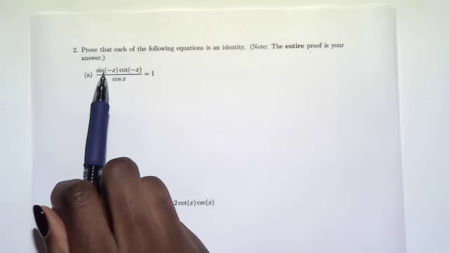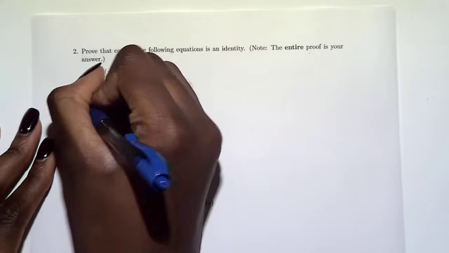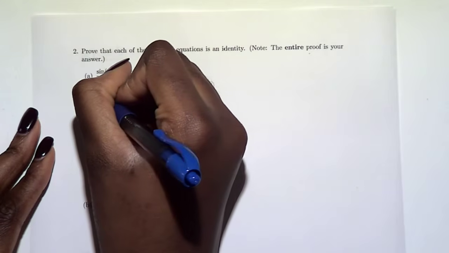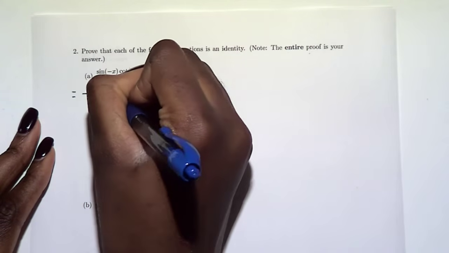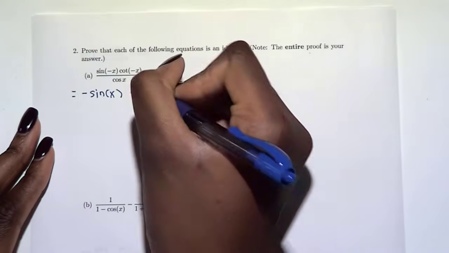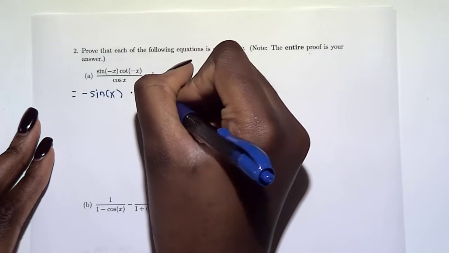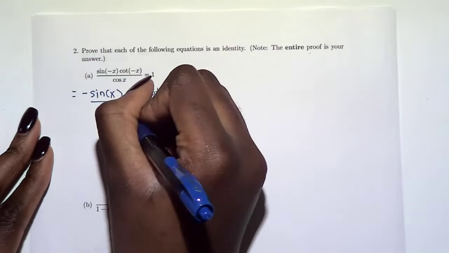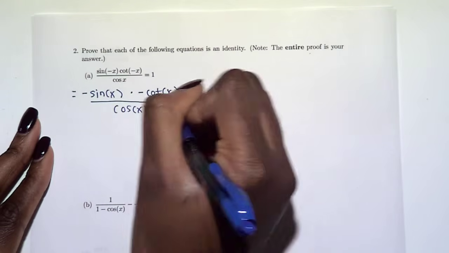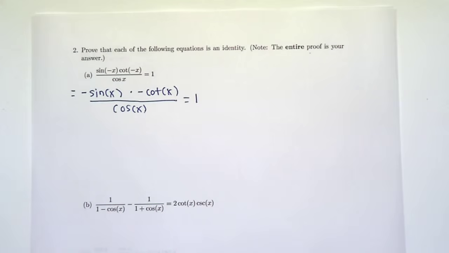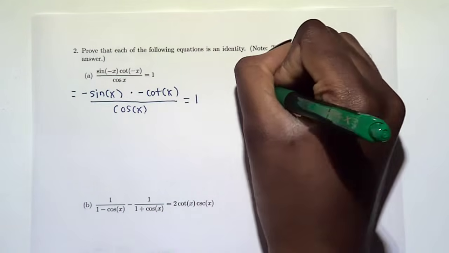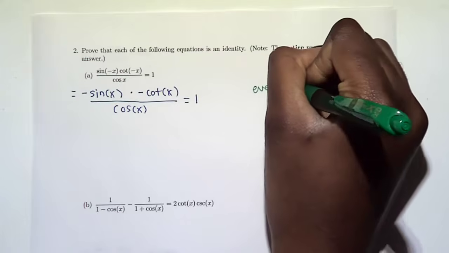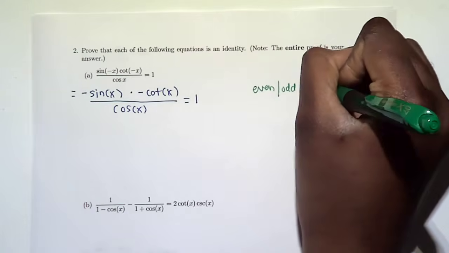All right, let's go ahead and get started. I'm going to take these negatives out. So this would be a negative sine of x times a negative cotangent of x, and that's supposed to equal 1. The things I just used here are the even and odd identities.